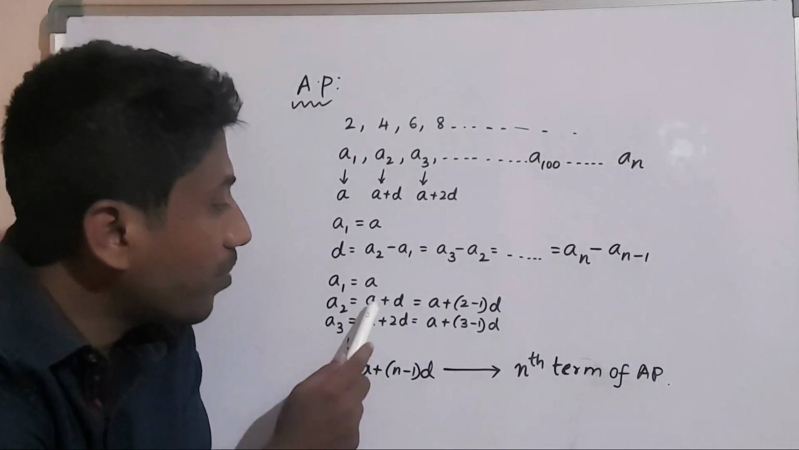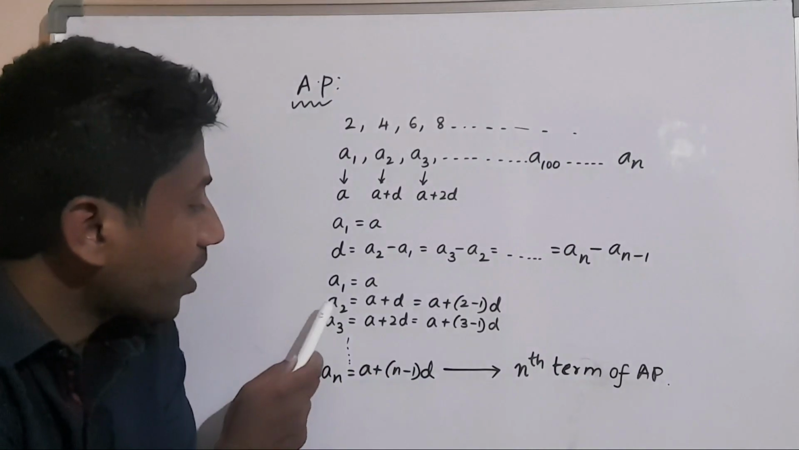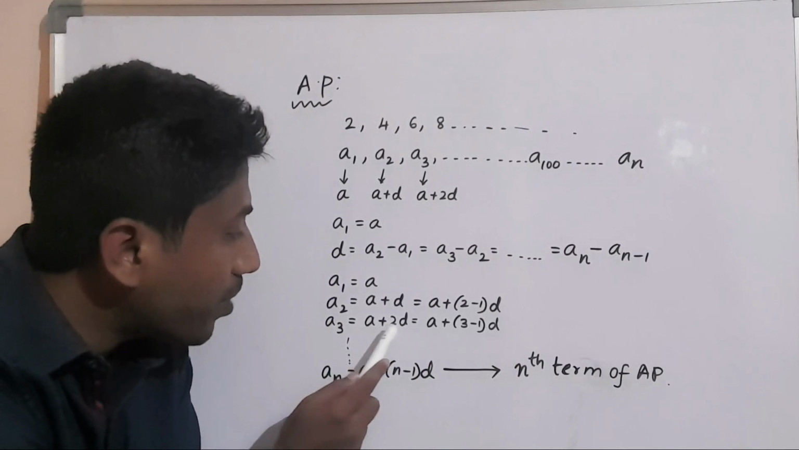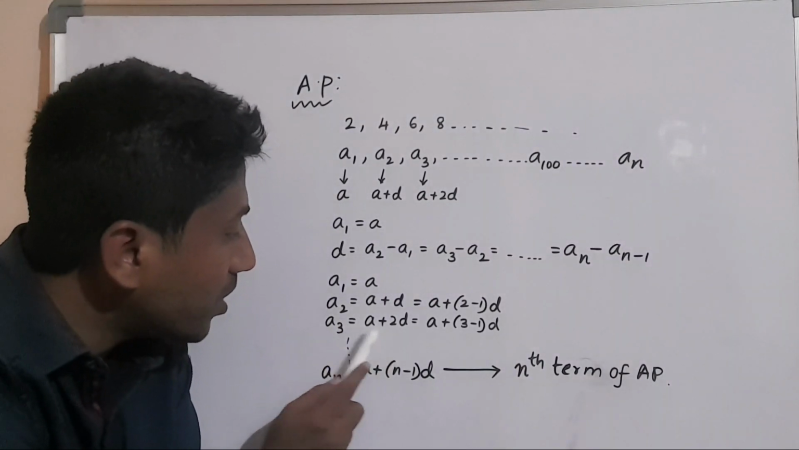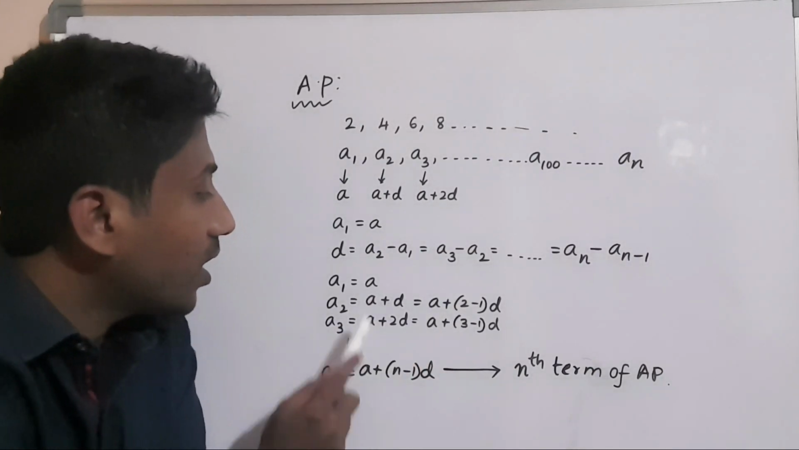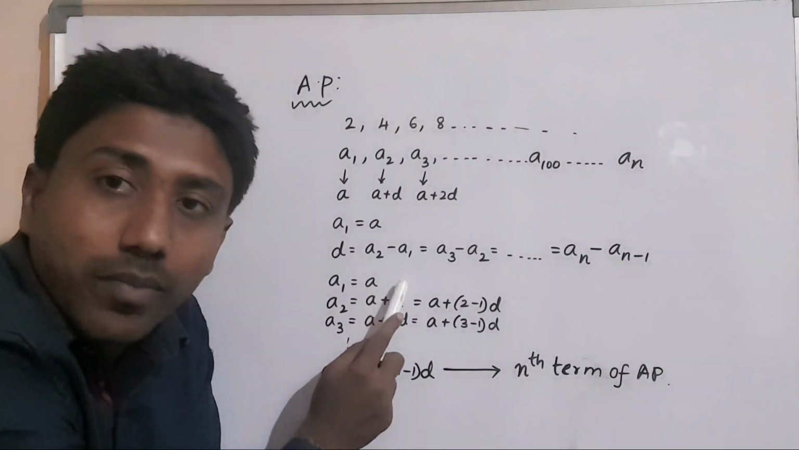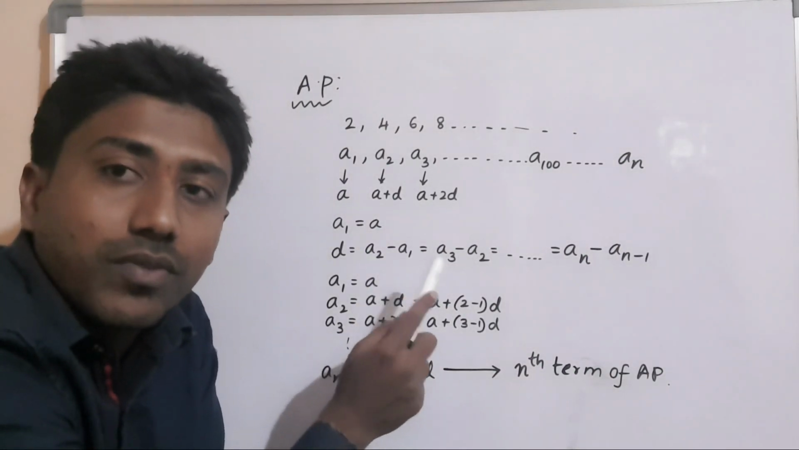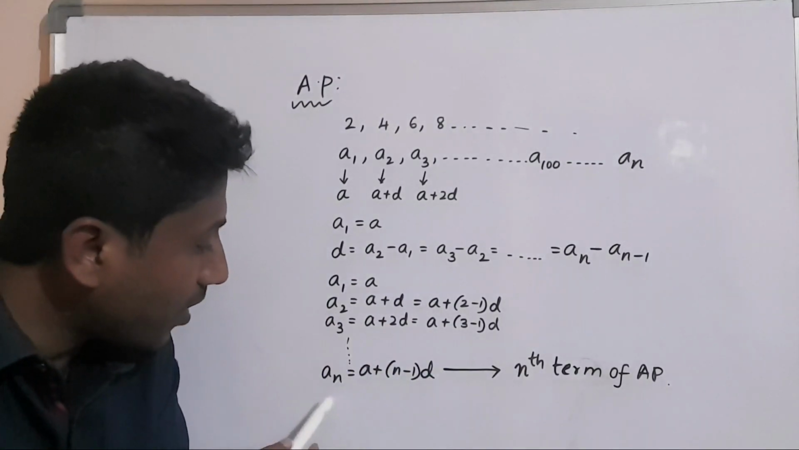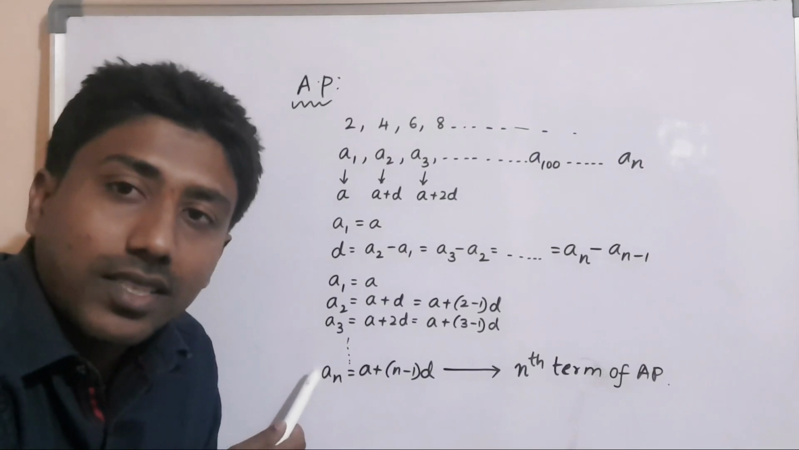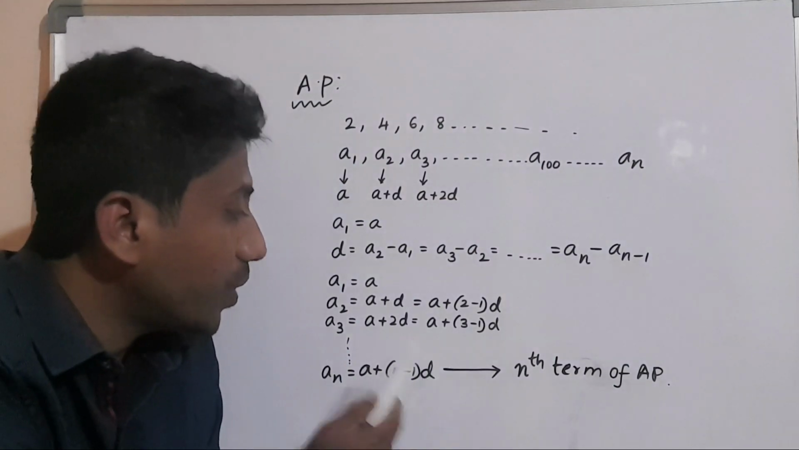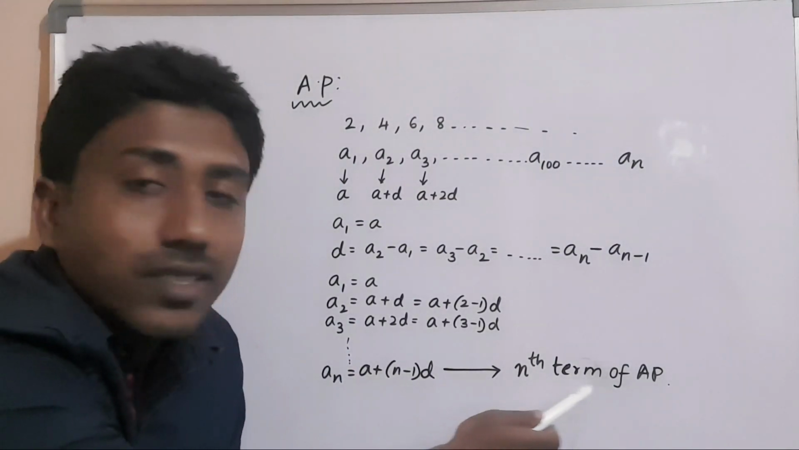So if you observe, a2 is equal to a plus 1d, a3 is equal to a plus 2d, that means this 2 is nothing but 3 minus 1 into d, and this 1 is nothing but 2 minus 1 into d. In the same way here 1 minus 1 into d will be there, so 1 minus 1 will become 0, so that's why a plus 0 is a. Like that we can derive the nth term formula. An is equal to a plus n minus 1 into d. Okay, so this is the nth term of an AP.